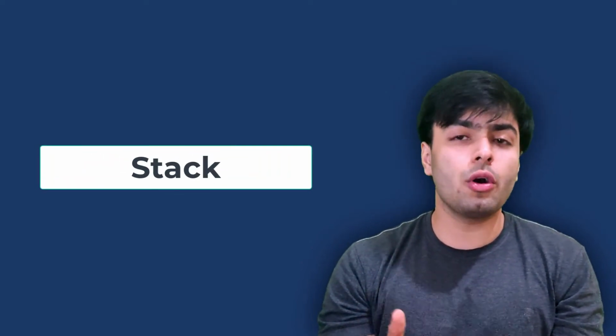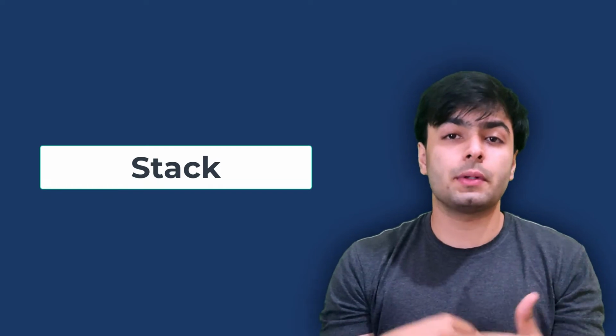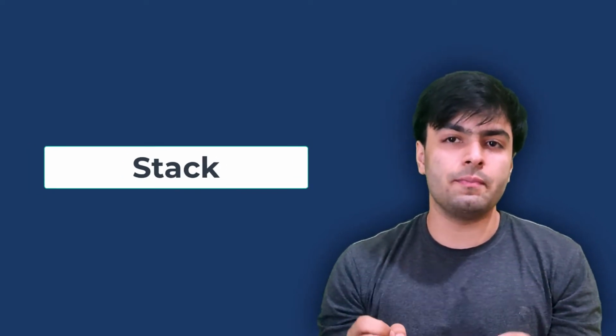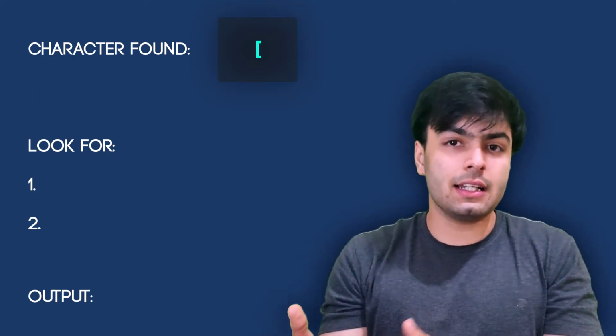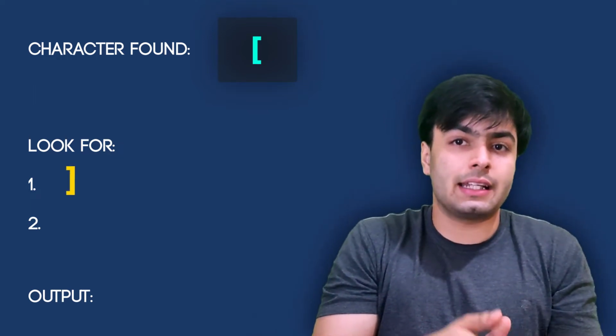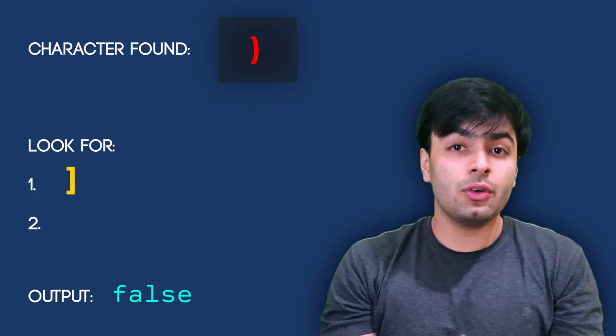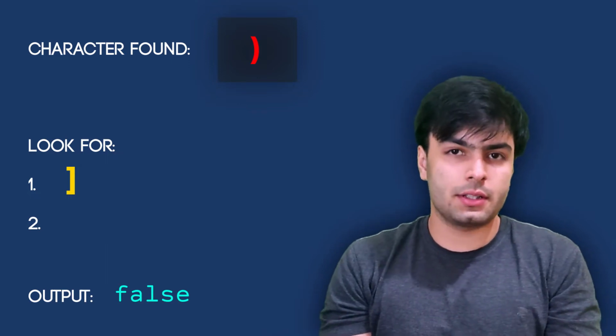In order to solve this problem, we'll be using a data structure called a stack. But before we talk more about stacks, let's try and develop an intuitive understanding for the solution. So how would we solve the problem? Here's what I would do. I would start by going through each character in the string and sort of making a list in my head. So if I saw an open square bracket, I'd add a closed square bracket in that list, and that's what I'd be looking for now. So if I found any other closed bracket, then I'd know the output needs to be false.